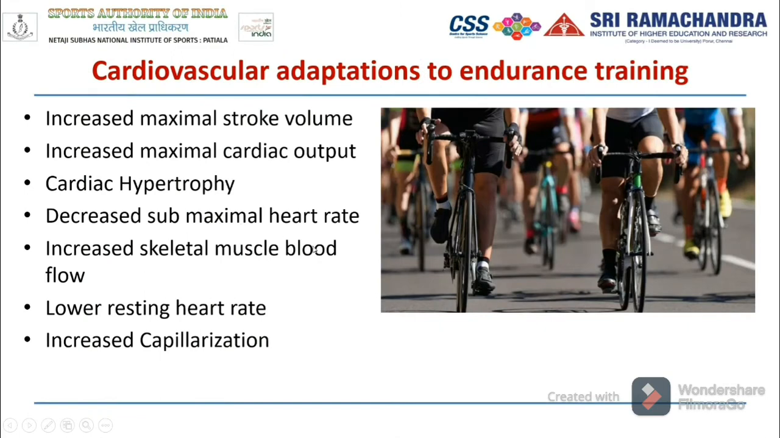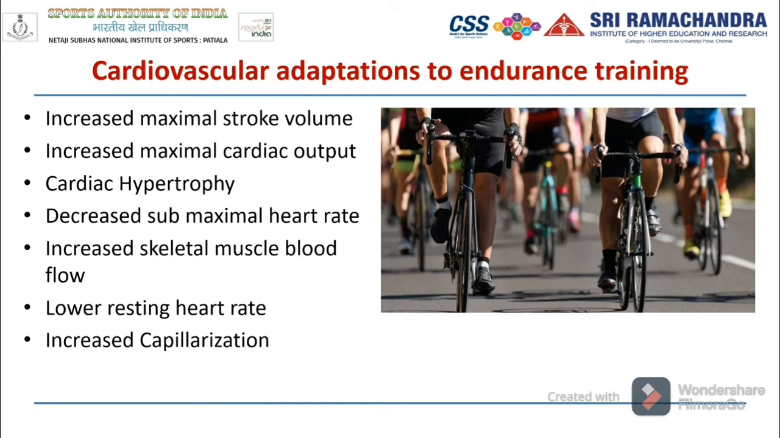So what happens to the cardiovascular system on long term exercise, or we can call it endurance training? When we do endurance training, what happens to the cardiovascular adaptations? Whenever we do exercise over a long period, the maximum stroke volume and the maximum cardiac output increase. So when you compare a trained and an untrained individual, the trained individual will be able to generate more cardiac output compared to the untrained.